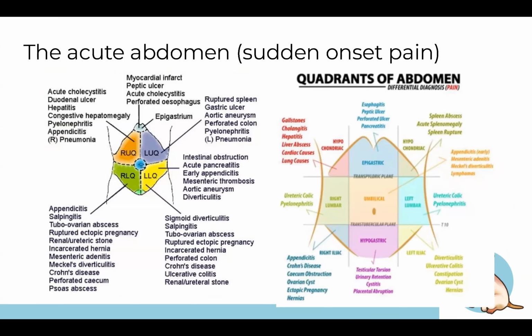But essentially, why we have all these different quadrants, the four quadrant and the nine quadrants, is that if someone presents with pain in the umbilical region, we can deduce what that could be. So you can see here, early appendicitis, that's actually quite common. They start presenting with umbilical pain that shifts to the right iliac fossa, and you have to know that's a buzzword for appendicitis. So start getting familiar with it now.